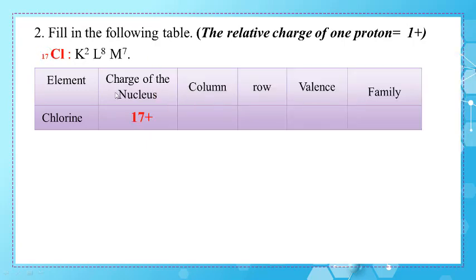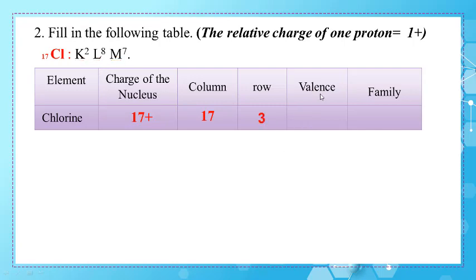To which column does chlorine belong? Chlorine has 7 valence electrons, so it belongs to column 17. To which row does chlorine belong? Chlorine has 3 occupied energy levels K, L, and M, so it belongs to row 3.